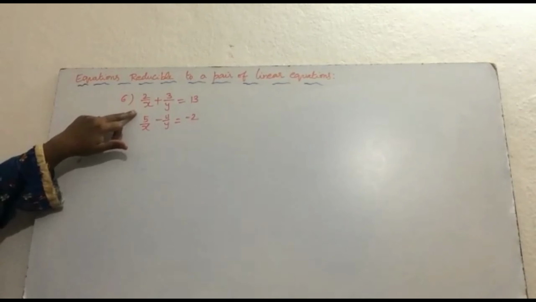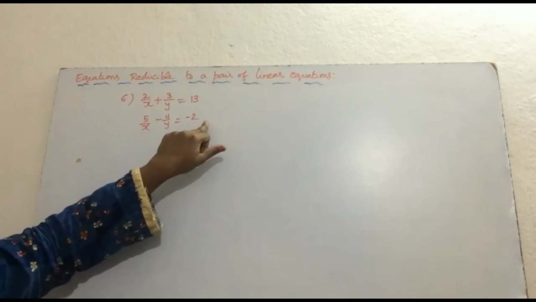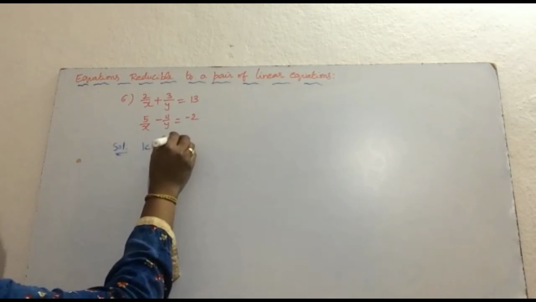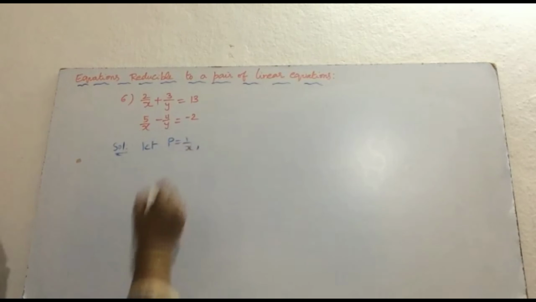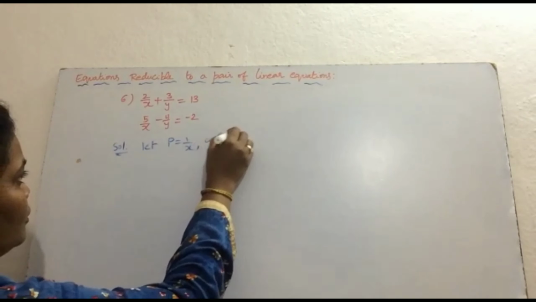Problem. 2 by x plus 3 by y is equal to 13, 5 by x minus 4 by y is equal to minus 2. Here also, let p is equal to 1 by x, q equal to 1 by y.